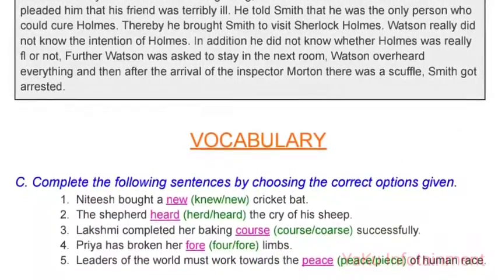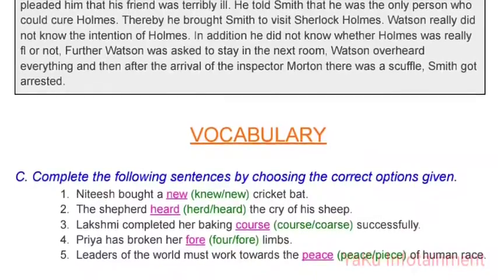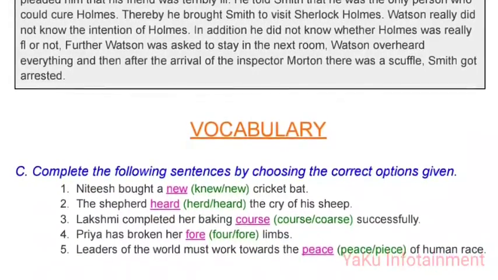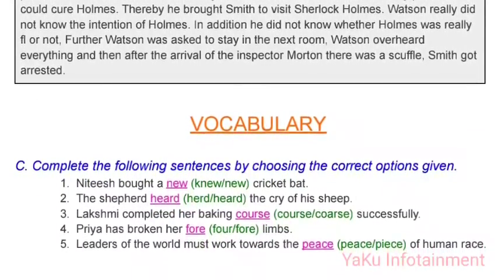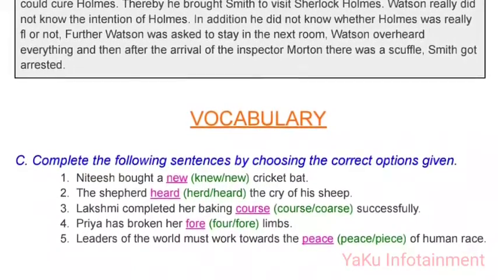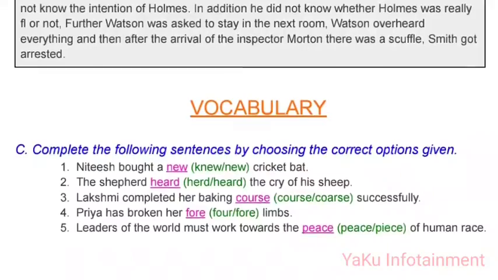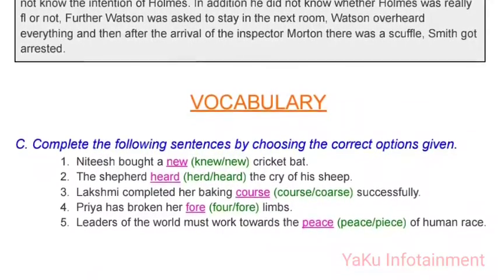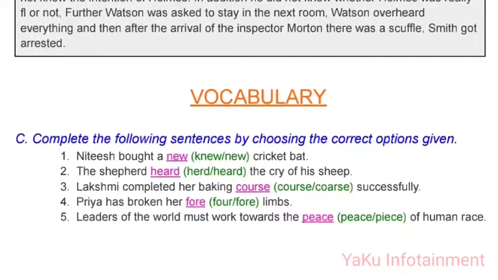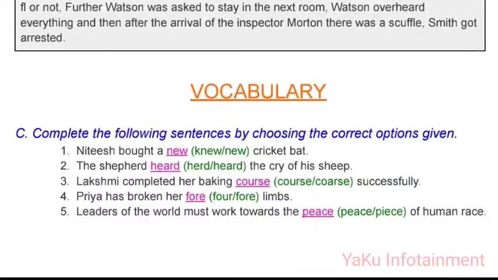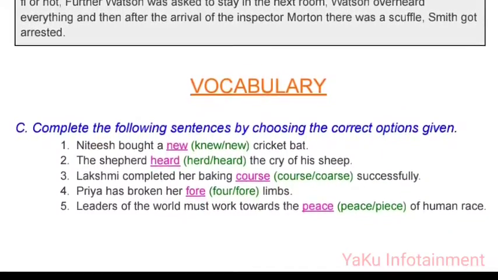Vocabulary. C. Complete the following sentences by choosing the correct options given. Nitish bought a new cricket bat. The shepherd heard the cry of his sheep. Lakshmi completed her baking course successfully. Priya has broken her forelimbs. Leaders of the world must work towards the peace of the human race.